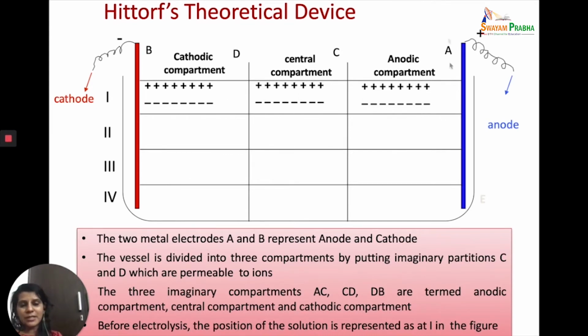I am repeating, this is a theoretical device to explain the determination of transport number. It has 3 compartments: anodic, central, and cathodic. They are divided by the use of imaginary partitions, and these partitions are permeable to the ions. That means the ions can move from one compartment to the other through the imaginary planes. Then let us suppose that before the electrolysis you have 8 pairs of cations and anions in each of the 3 compartments.